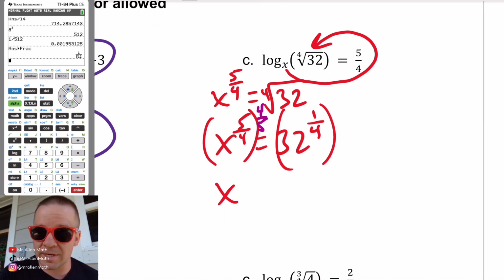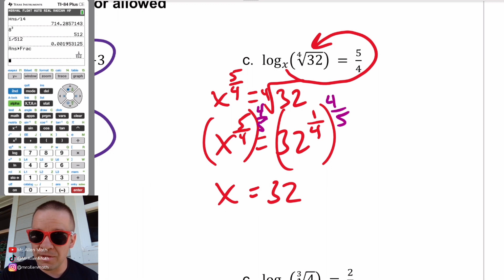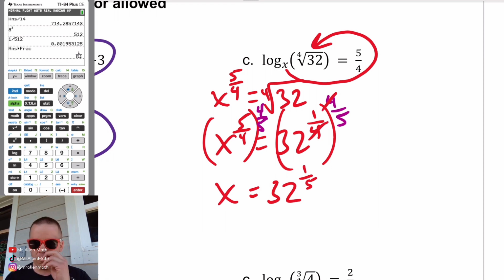And whatever I do to one side, I got to do that to the other. So 4/5 right here. And now what I have is 32. Now the 4's here are going to cancel out. I'm left with 1/5. So 32 to the 1/5 power. You can either do that with your calculator or we can do it in our head. The 5th root of 32.